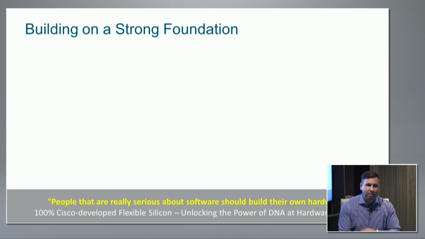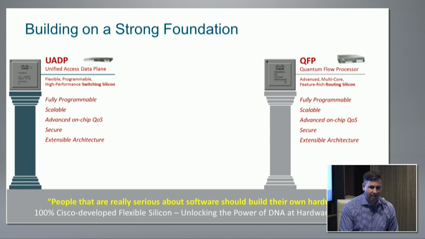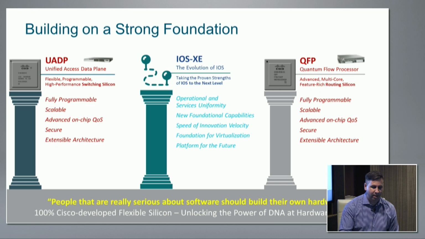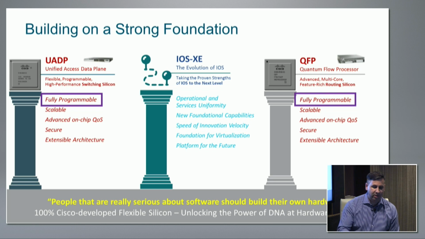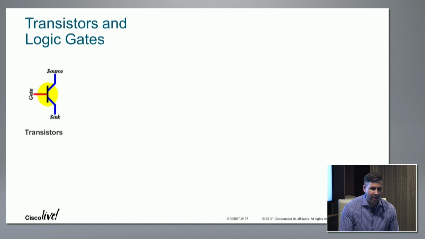So if you're serious about software, build on good hardware. And the focus I want to draw for this discussion is the programmability and the advanced on-chip QoS capabilities. If we can't treat your applications with very granular, very detailed levels of service and report on that treatment, then we can't deliver an overall architecture for you.